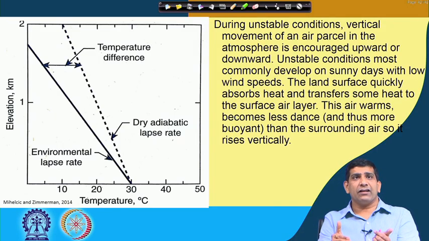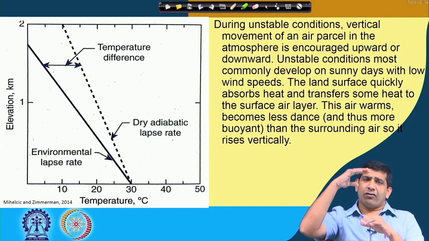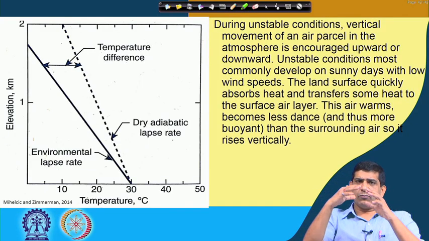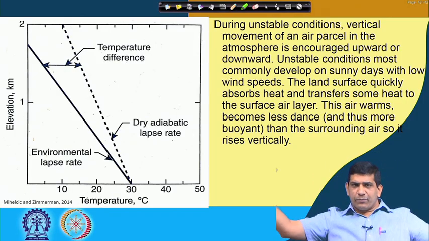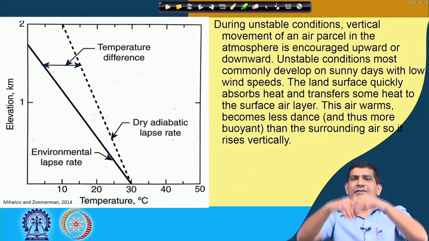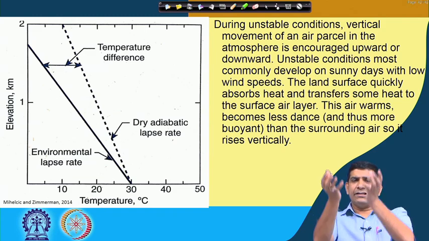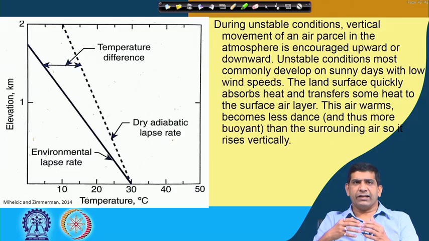Unstable conditions most commonly develop on sunny days with low wind speed. What happens on a sunny day is that the upper layer of the air gets warmer. As the air gets warmer, it tries to go up, and the colder air from the side tries to come in. So we have a circulation of air happening, where hotter air tends to go up, and the lighter air from the sides comes in to take its place.